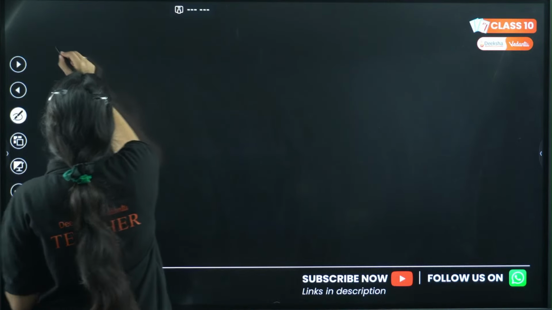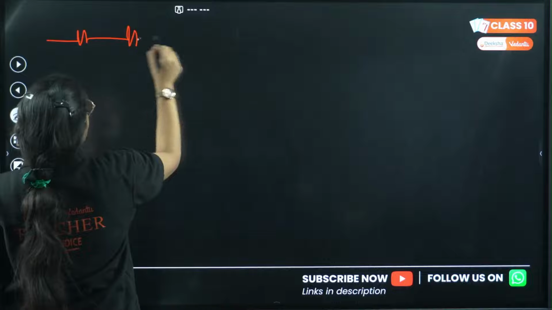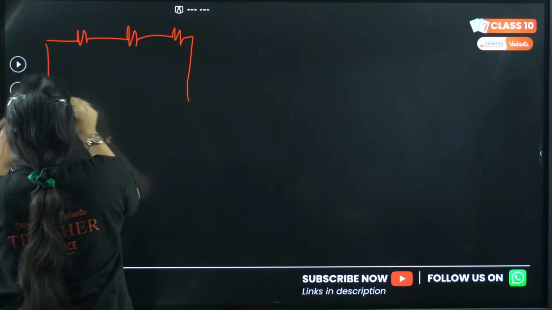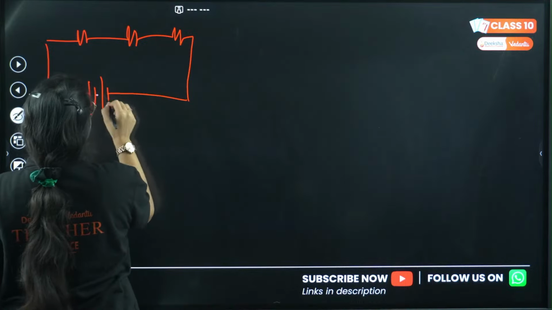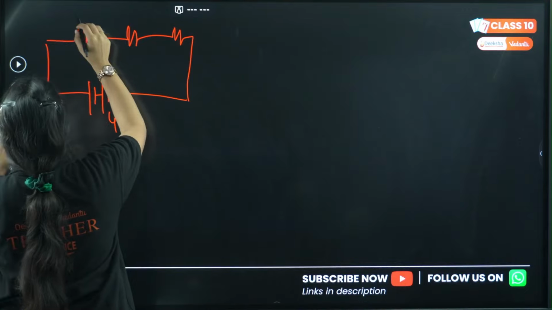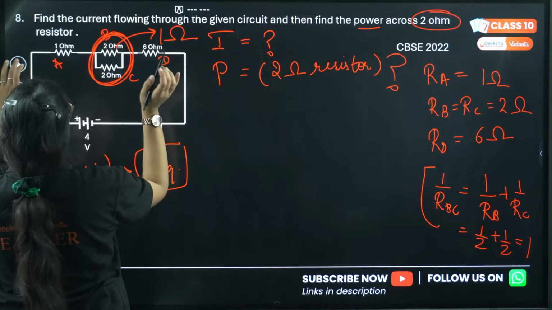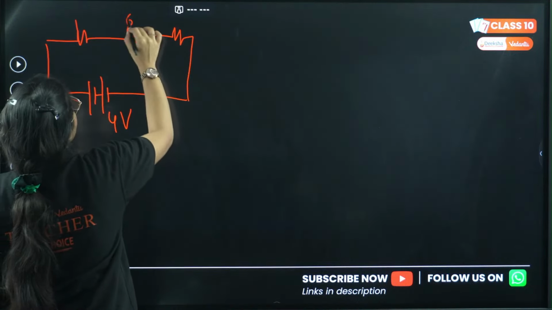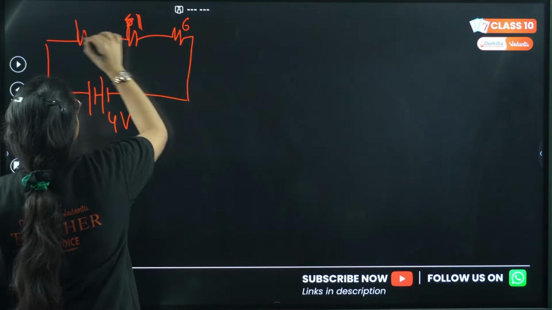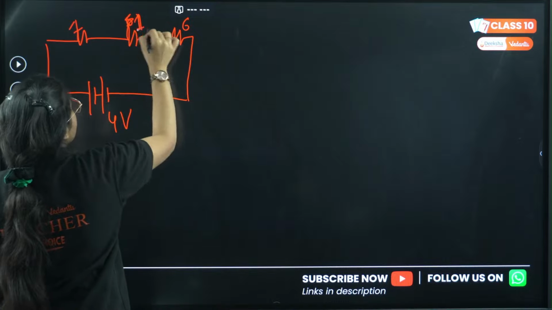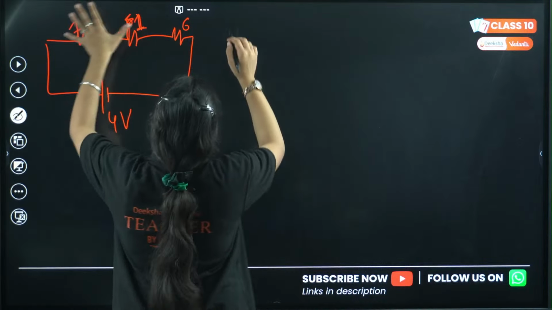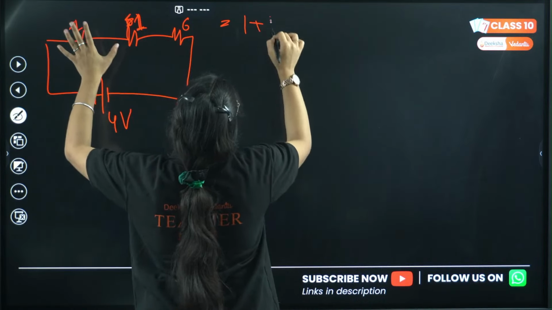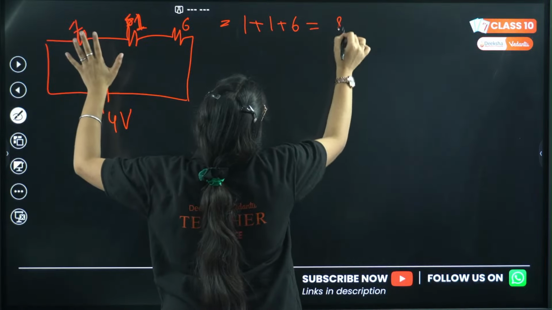So can I redraw this diagram something like this? This is 4 volt and this was 1, 1 and 6. So 1, 1, 1, 1 and 6. Correct? This is my equivalent circuit now. Now all these are in series. So I can just add them. 1 plus 1 plus 6, which will be 8 ohm.